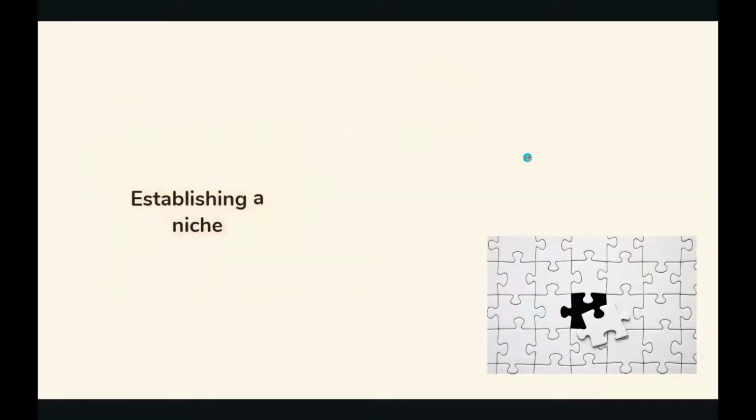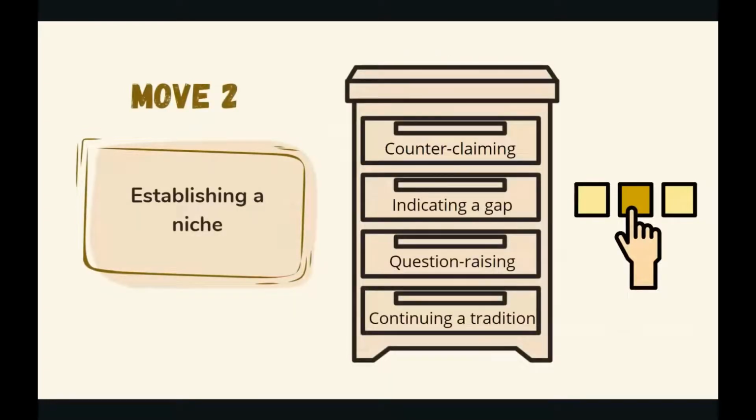And to achieve move two, class, just simply choose one of the steps here. Just simply choose one: counterclaiming, indicating a gap, question raising, continuing a tradition. All of them are familiar to you, right? We had this in our lesson writing the review, the introduction part of your literature review. So counterclaiming, something is wrong; indicating a gap, something is missing; question raising, something is unclear; and continuing a tradition is adding something. So just simply choose one, okay?